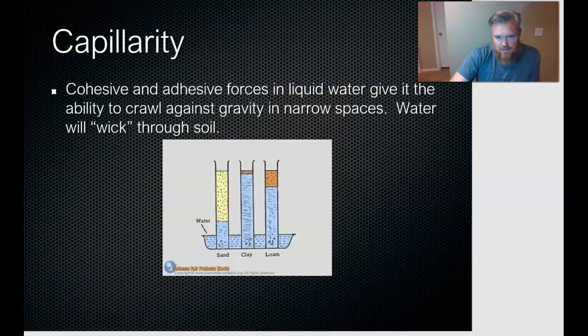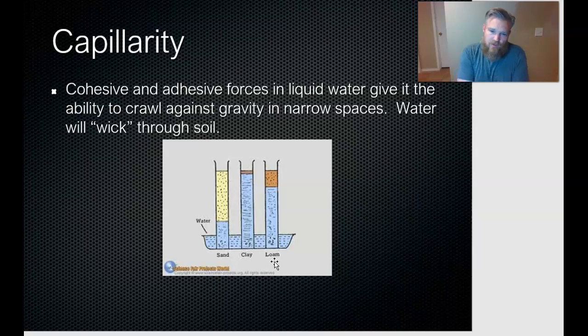Then we also talked, in the same vein, about capillarity, which basically says that cohesive and adhesive forces give water the ability to crawl up through narrow spaces. This is like the demo that we did, except this uses sand, clay, and loam, where clay is finer even than sand, and loam is a mixture of sand and clay.